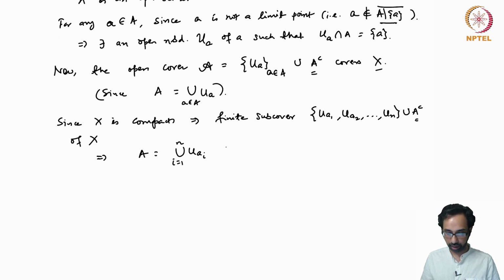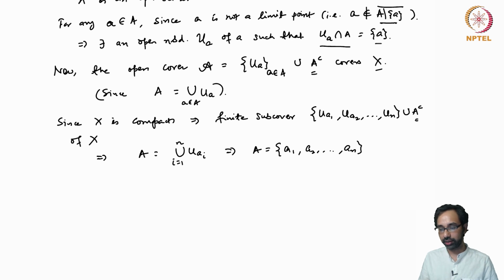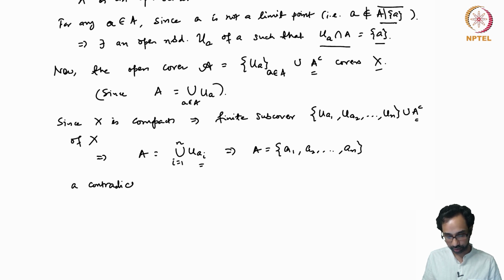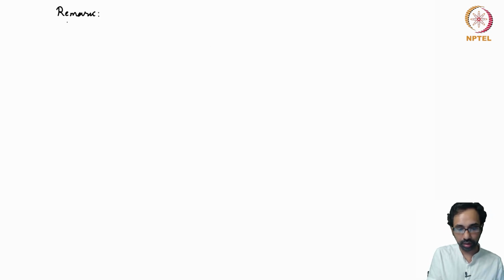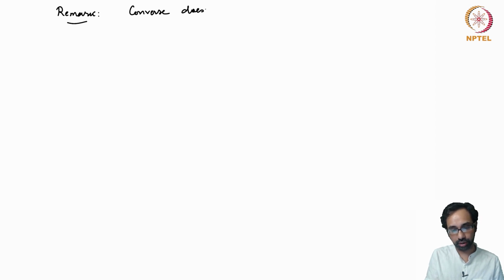However, this means that A is finite. This implies that A is just the collection of points a1, a2, ..., an, because U_a intersects A exactly at the singleton set {a}. So A must be this finite collection of points a_i, where U_ai is the finite subcover that covers A. However, this is a contradiction, since A is an infinite set. So this proves the fact that compactness implies limit point compactness. Now the converse of this, let me remark that the converse does not hold in general.